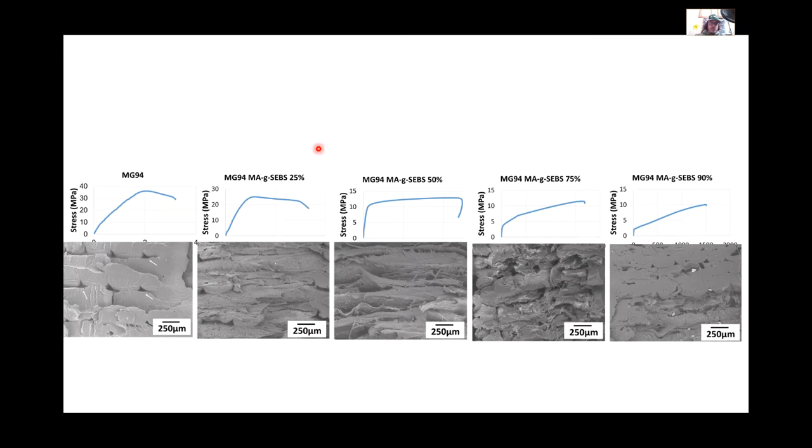Kind of showing the effect of adding rubber, and I've shown this before, and I'm missing the source this time. I apologize. This is just ABS, and so we see this kind of brittle mode failure when we start adding rubber to it. So this is a maleic anhydride grafted SEBS.